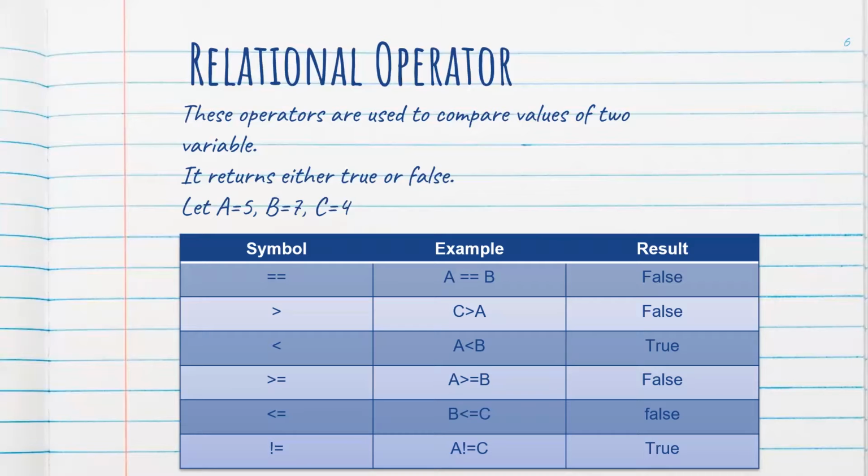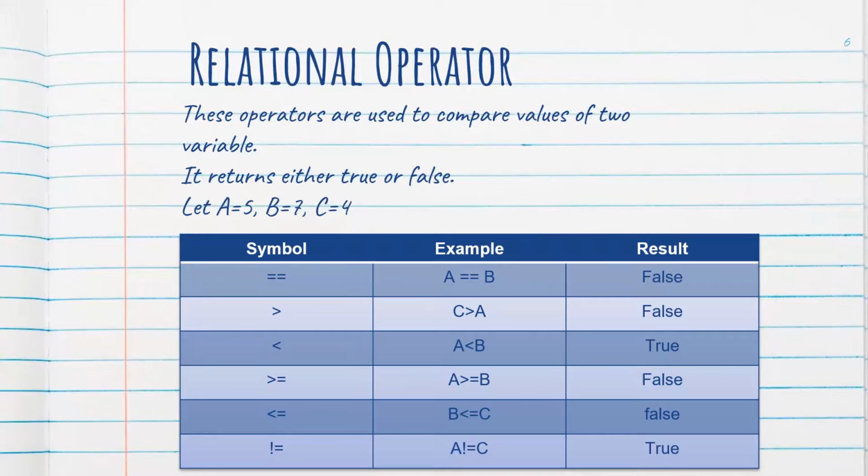It is used to check whether a value is smaller than the other value. In this case, the result will be true. Similarly, A is greater than equal to B. This is a combination of two operators. One is greater than and the other one is equal. So we call it the greater than or equal to operator.